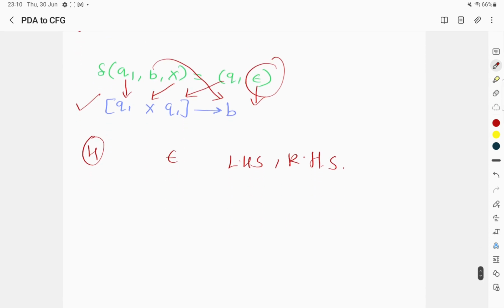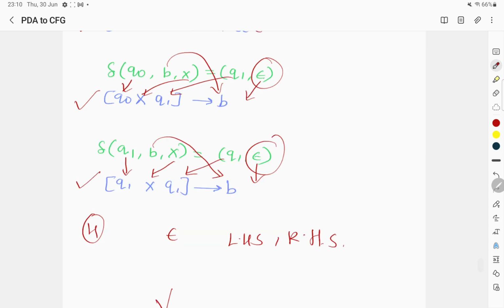So that's what we have done. We identified all the V, we have identified all the P. T is nothing but the terminal symbols, which is nothing but small a, small b. And S is nothing but your start symbol, which we have given as S. So with this we have solved this example.